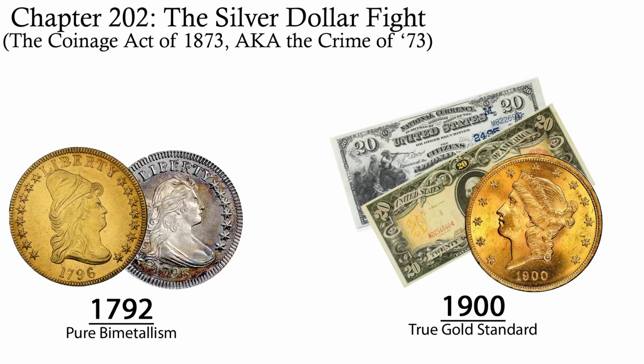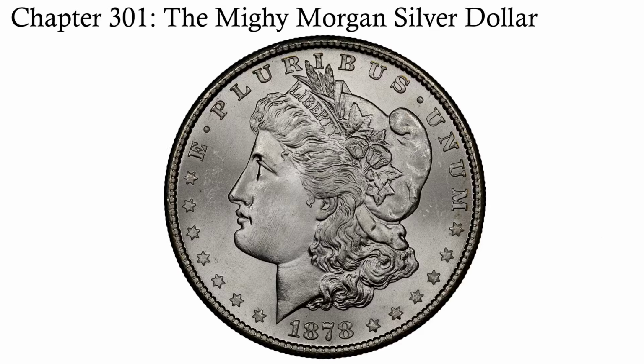So in this video, we'll be looking at the period between 1792 and 1900 so that we can fully understand the inner workings of the bimetallic standard before we move on to the coinage acts in the next chapters. This is also a precursor to chapter 301, which covers how the Morgan dollar became the undisputed champion of silver dollars. That chapter will be full of fun facts and cultural references from the first minting in 1878 to the present day, but let's get started on this chapter first.